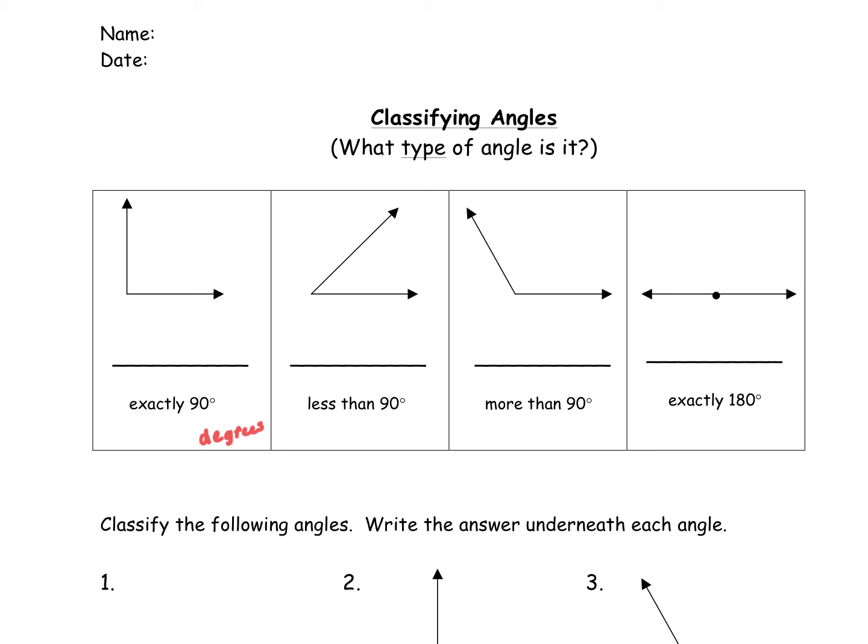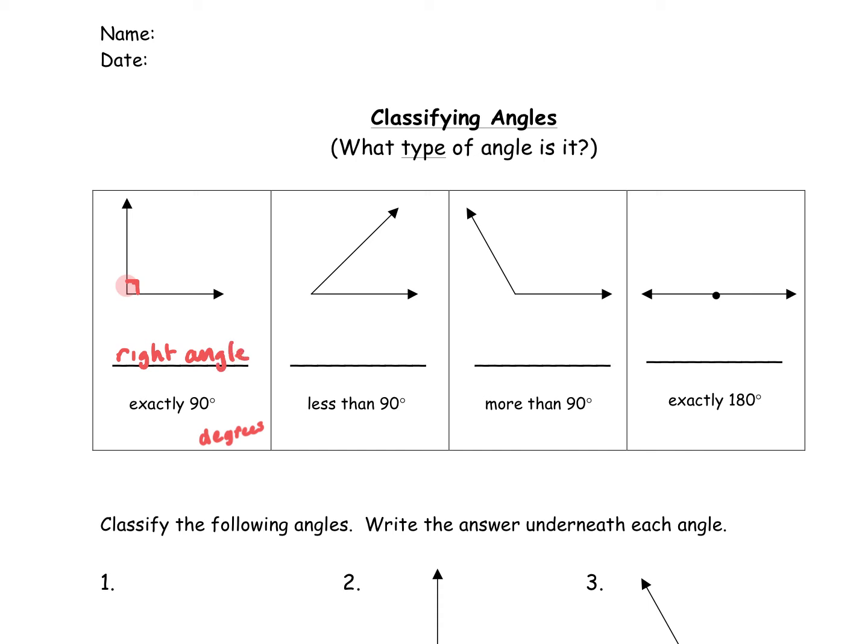So we're going to start with this particular angle. It's a very special angle, and I want you to place a little box in the corner. This is known as a right angle, and it measures exactly 90 degrees.